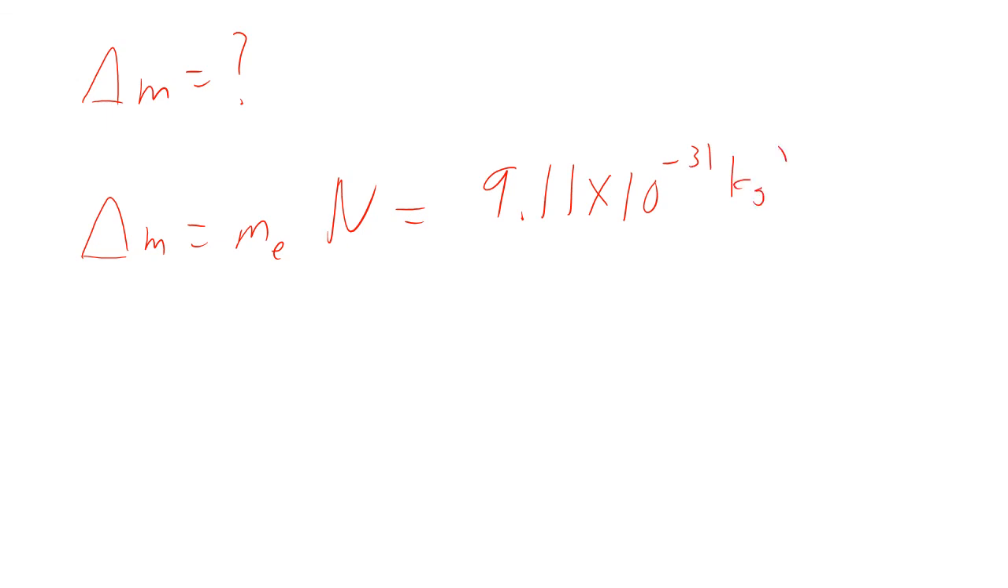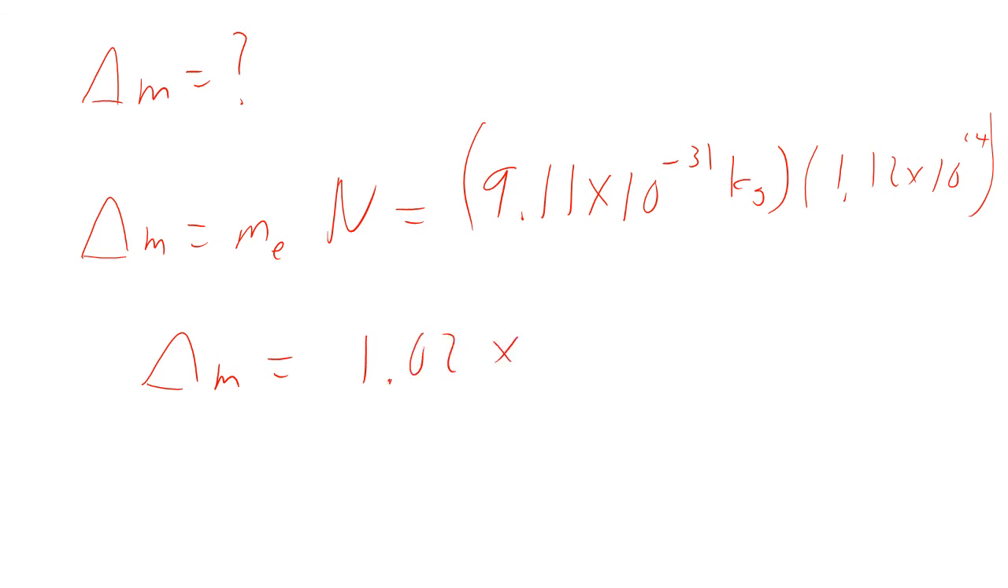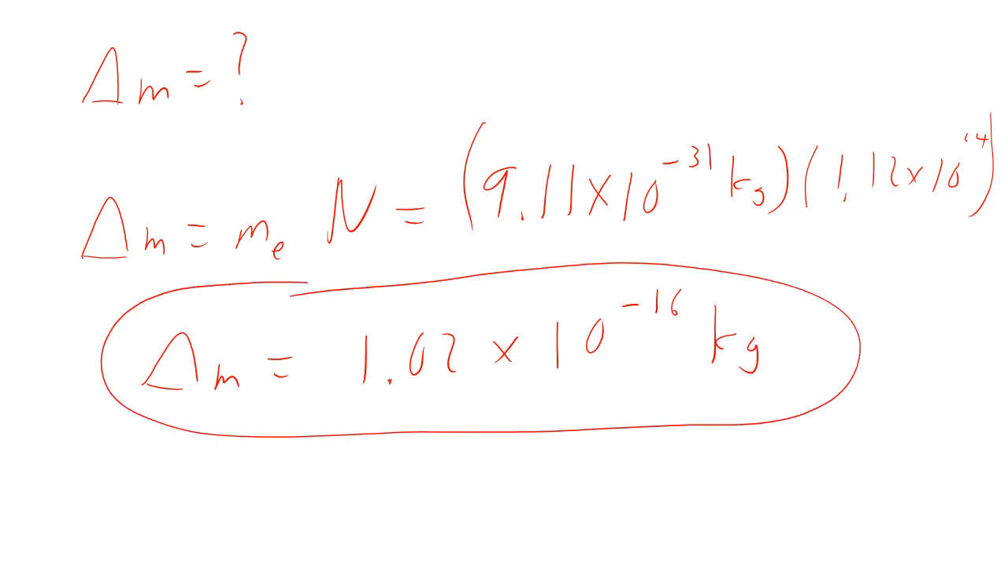How do we do that? Well, we just look at the mass of the electrons. So the change in mass is going to be mass of electrons times the number of electrons. Well, you look up the mass of an electron, that's 9.11 times 10 to the minus 31 kilograms. And then you take that and you multiply that by the 1.12 times 10 to the 14, which is the number of them that we added. So the change in mass is 1.02 times 10 to the minus 16 kilograms. So we increase the mass by this amount.